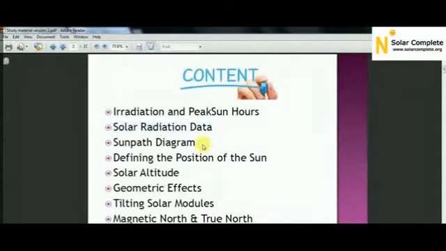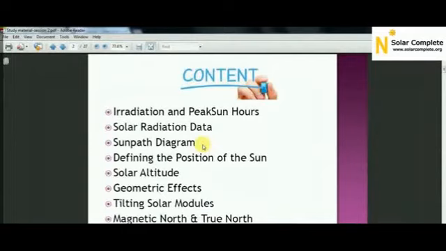The sun path diagram is a diagram with the help of which you can find the exact position of the sun at any point of time in a year. This type of diagram is very helpful while designing a solar power plant. This knowledge should be known by a solar designer to design an effective system.